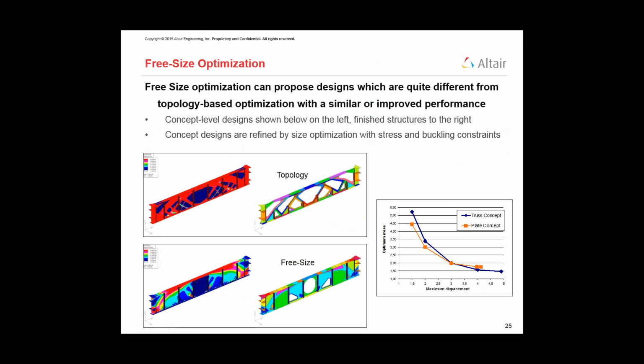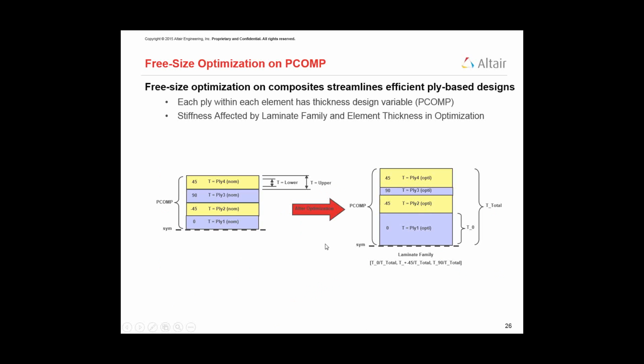Free size optimization, again, is an optimization based on altering the thickness of any individual element. And we end up with kind of truss-like designs. With topology, with free size, we end up with a shear plate type design. And you can see that we get similar results between the two, just 2 different styles of optimization. The one thing that is most interesting about the free size optimization is it lends itself very well to the optimization of composites.